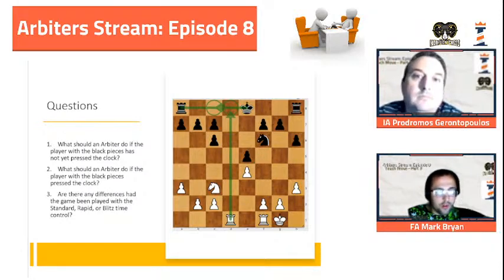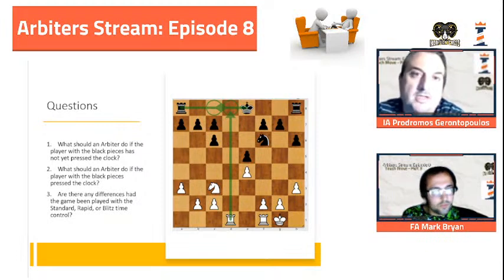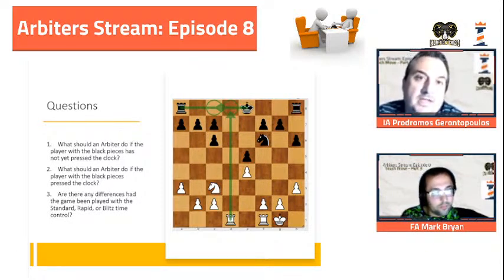If I have pressed the clock, then it's already a legal move. Otherwise, if you didn't press the clock, you have the right to make a castle from the other side, the king side castle, in this position.